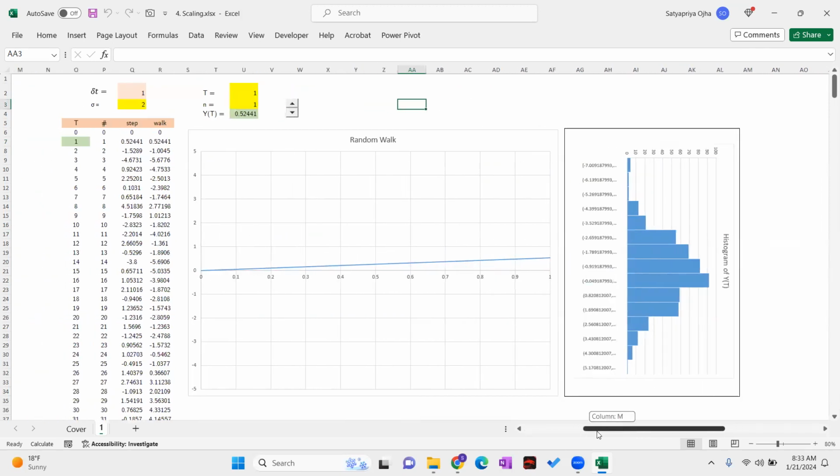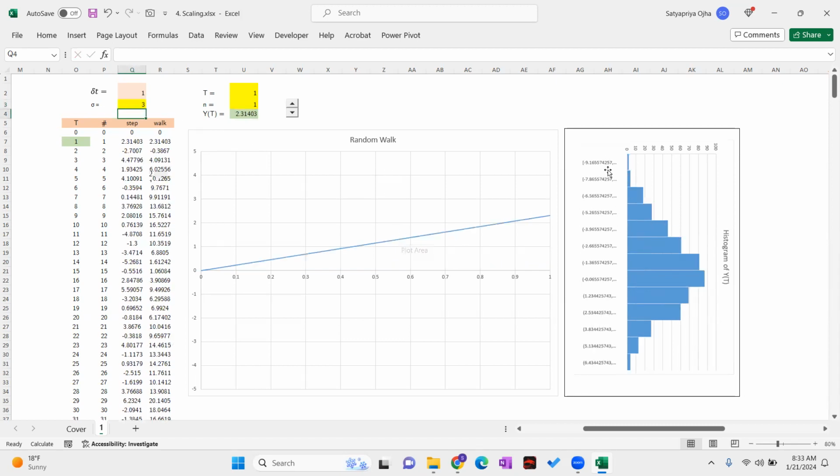Now you see, with sigma equal to 2, the variance has increased. See the extreme values, -7 to 5. Earlier that was, I think, -3 to +3. Now more extreme values are likely because sigma is 2. If you increase sigma, what will happen? Again, the extremities increase on both sides, right? -9 to +9, basically.